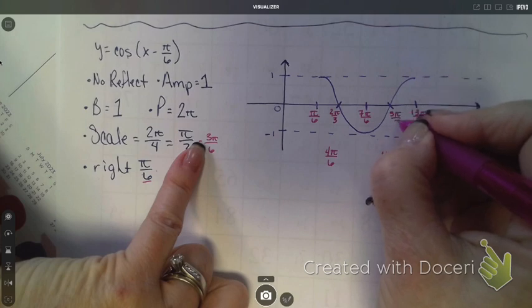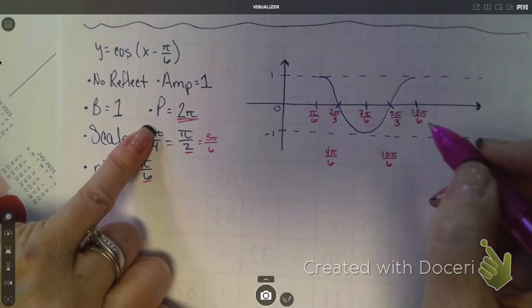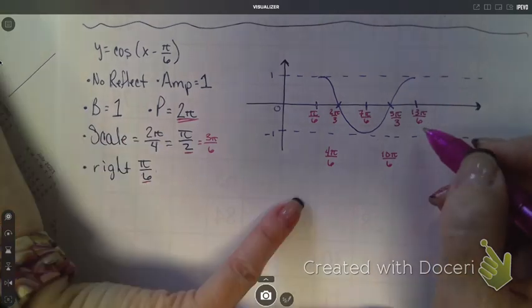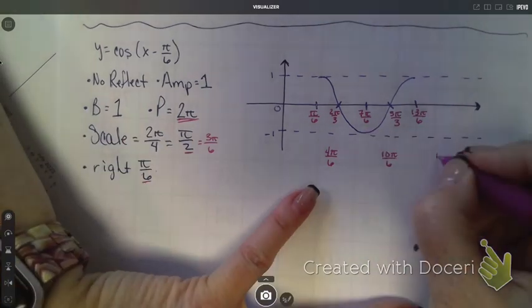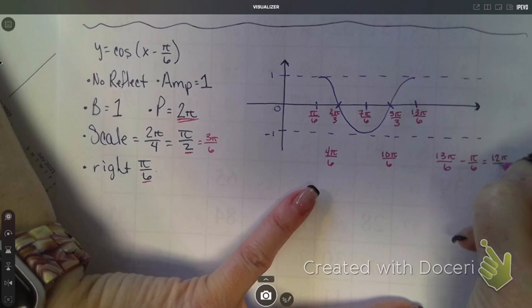Now, how do I know my period is still 2 pi? Because I didn't end at 2 pi. To check your period, you take the ending minus the beginning, and you better get the period. Did I? Yes.